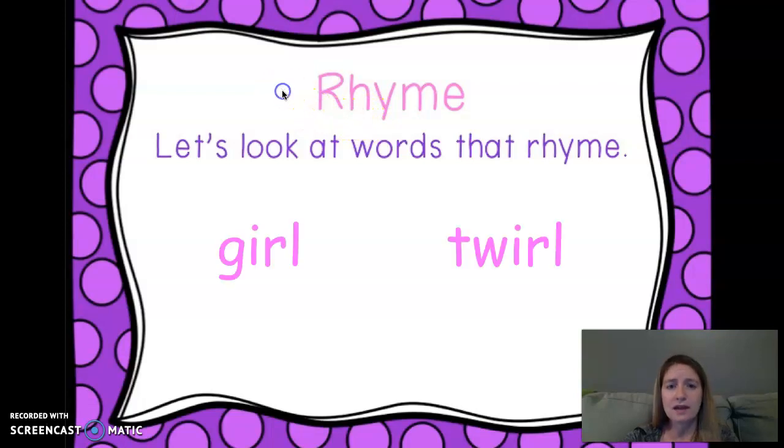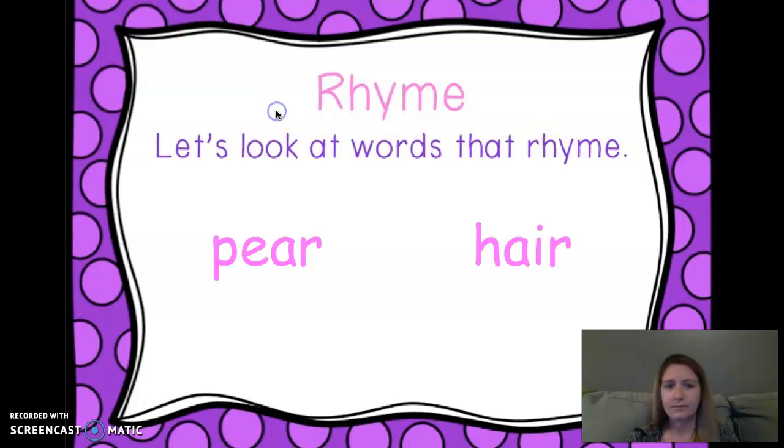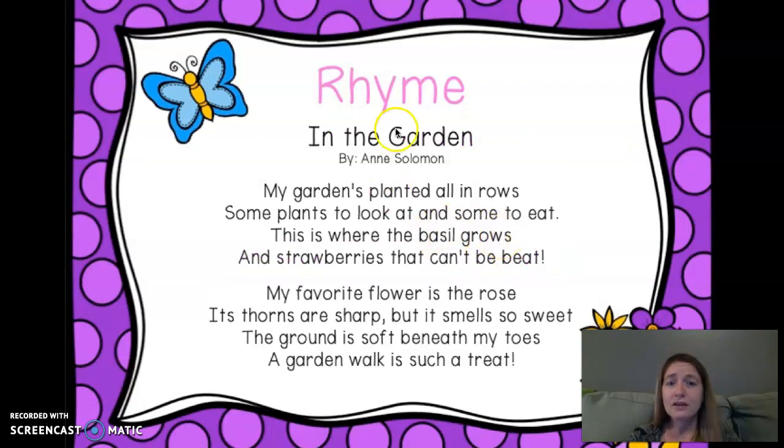So let's take a look at words that rhyme. Girl and twirl. They have the same ending sound. Cat, hat. Pear, hair. Notice they're spelled differently, but they have the same ending sound. They don't have the same letters, but they make the same sound. So here's a poem that has two stanzas, or what we would call two paragraphs. So a stanza is a group of lines written together. So here's a group of lines, and here's a group of lines.